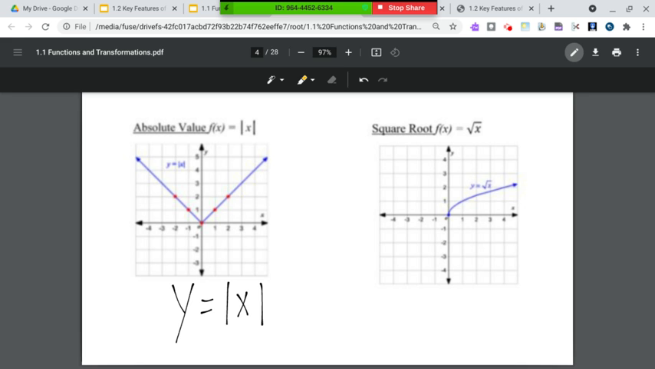And then on the right, you have your square root function, y equals the square root of x. The square root function is a specific function that has a restricted domain, because you can't have negatives under the radical. So when we look at domain and range, we remember that square roots have a starting point, and this particular one starts at the origin, 0, 0.